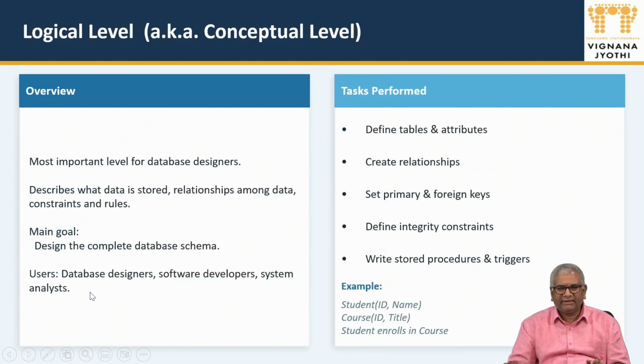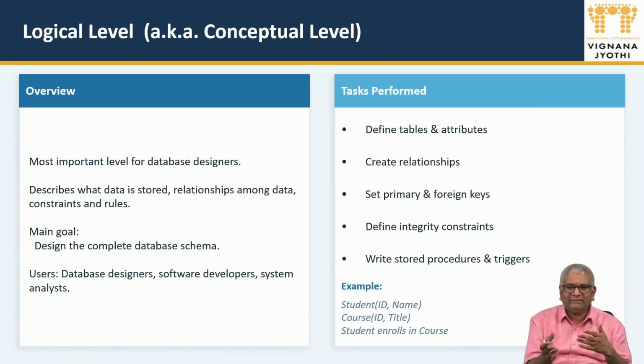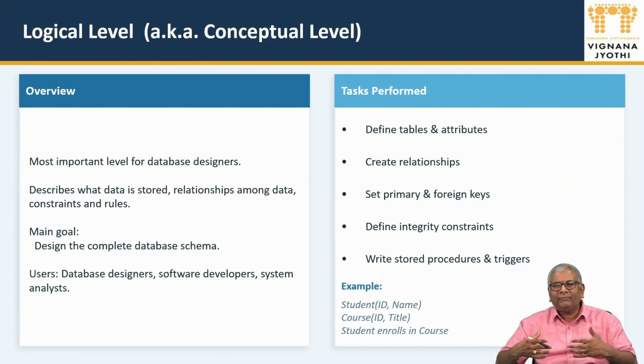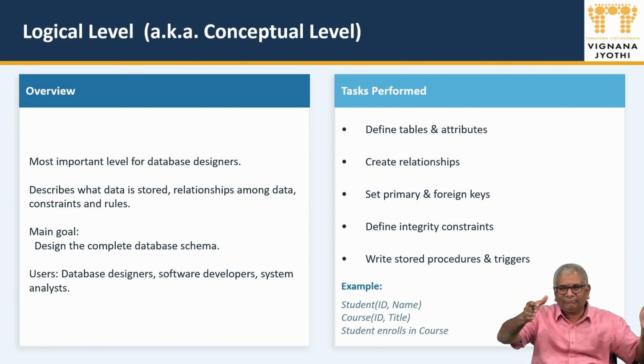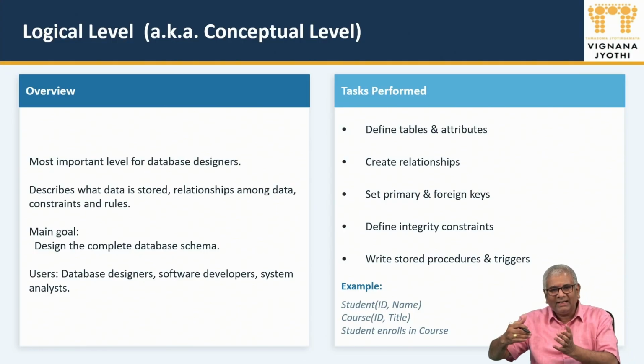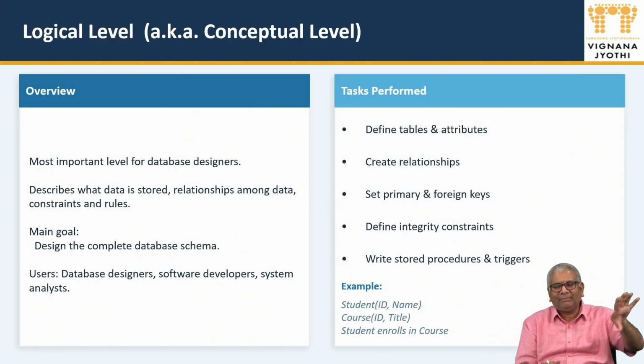The next level is the logical level, the most important level for the database designers. It describes what data is stored, relationships among data, constraints and rules. Their main goal is to design the complete database schema. This is like the life of the application that people see. For users, the application is what they think of as the database, but the database is actually here, and this is the most important level as far as the application is concerned.